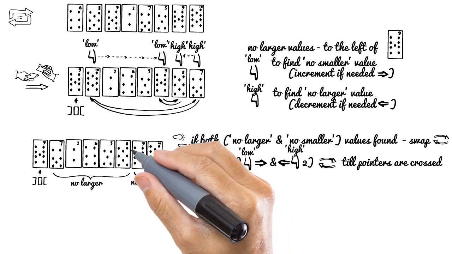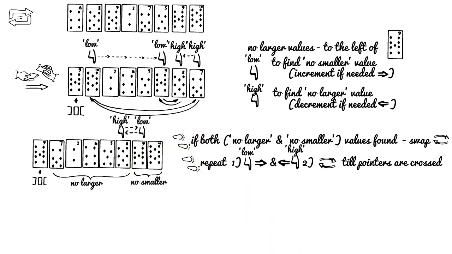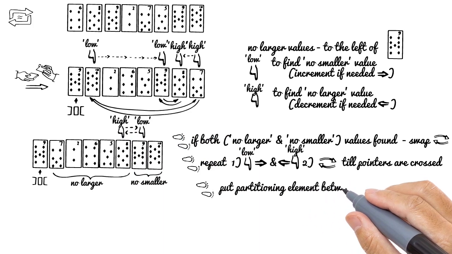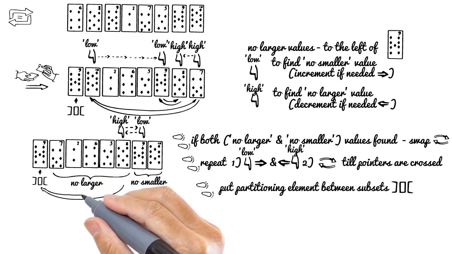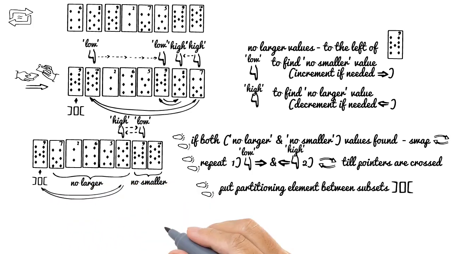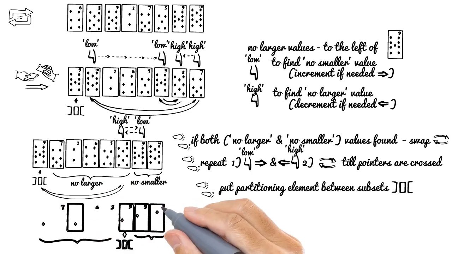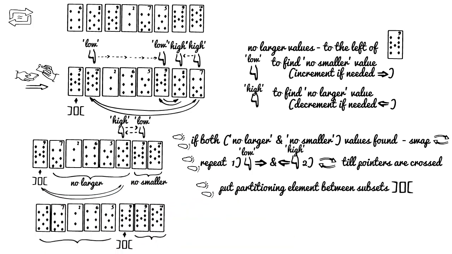The last step, once pointers are crossed, is to put the partitioning element between the subsets. The high pointer after the last decrement points to the rightmost element of the left subset, 8. Since we don't care how elements are sorted within each subset, we just swap the partitioning element with 8. The current set exactly follows the initial design intent of the Quicksort recursive step.